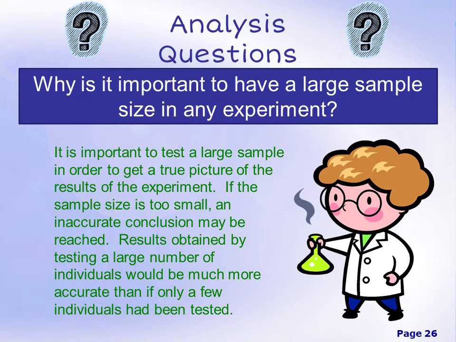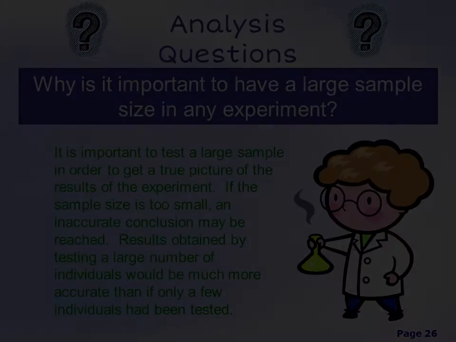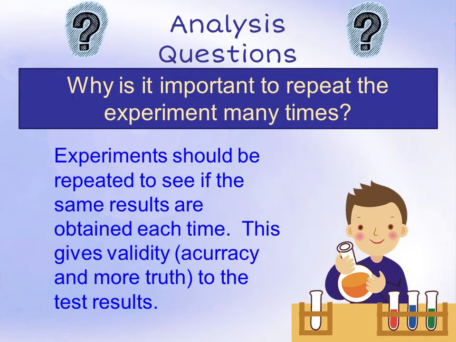Results obtained by testing a large number of individuals would be much more accurate than if only a few individuals had been tested. That is, we get a more accurate result when we look at 100 things rather than just 10 things. Why is it important to experiment many times? Experiments should be repeated to see if the same results are obtained each time. This gives validity or accuracy and more truth to the test results.